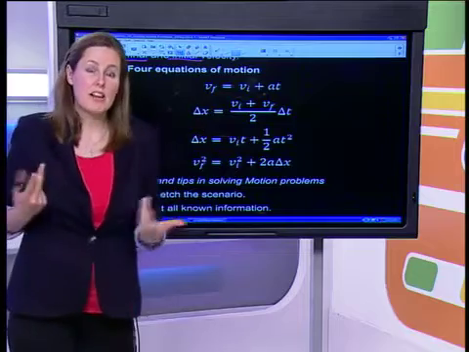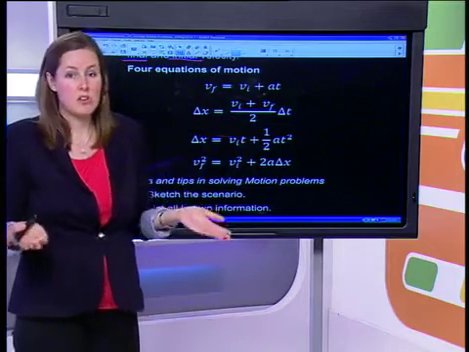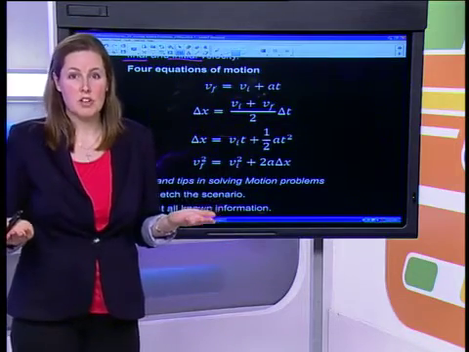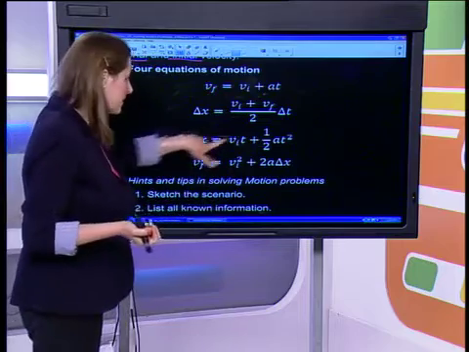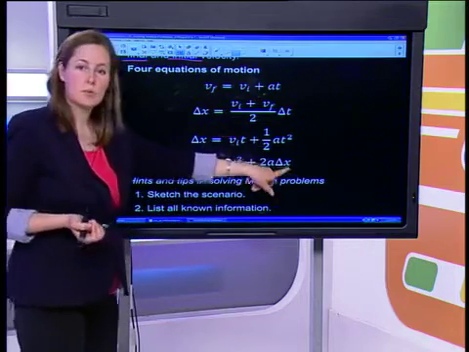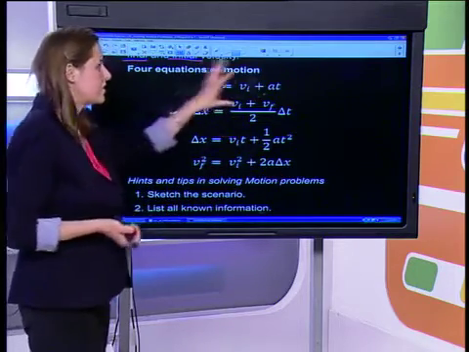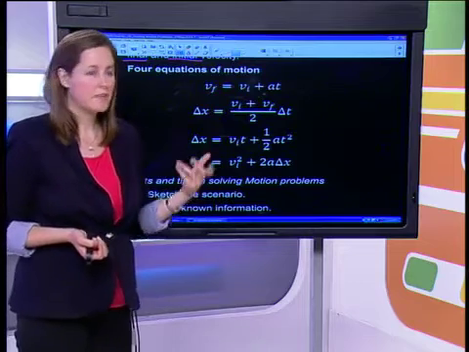And then I would have two unknowns in the equation, which mathematically you can't solve if you've got two unknowns. Next one's also got displacement, and the last one's also got displacement. So I would have to then choose that first equation of motion.